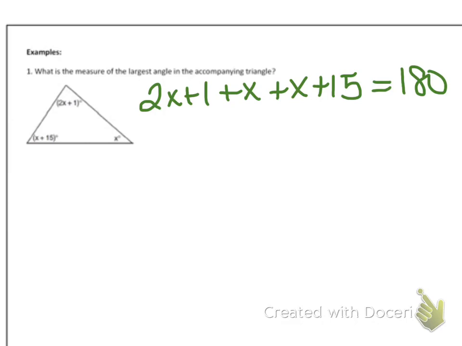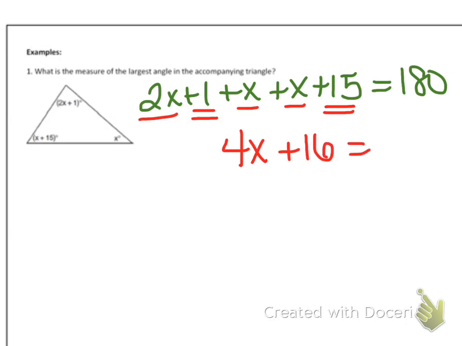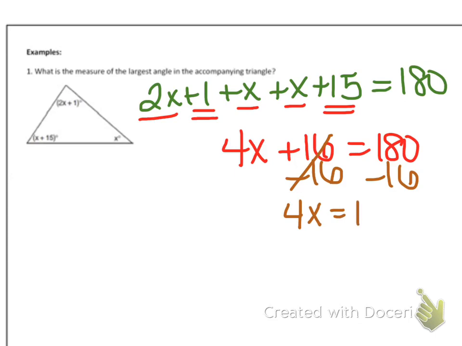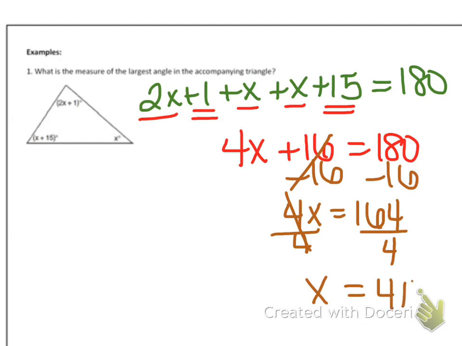Once you have that, you could flash back to algebra, do some math here, combine like terms. You have 2x, 1x, and 1x, so you'd have 4x. Then you have a constant of 1 and 15, which makes 16, still equals 180. From there, you're solving for x, so you want to isolate x, which means you want to move the 16 over. So you would get 4x equals 164. Then divide by 4 to get x completely alone, and you would get 41 degrees.